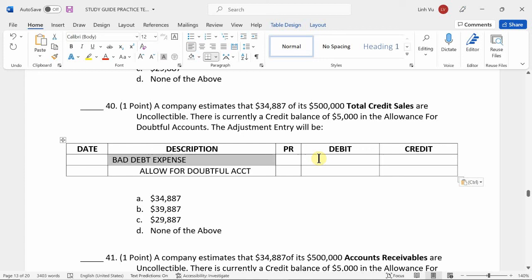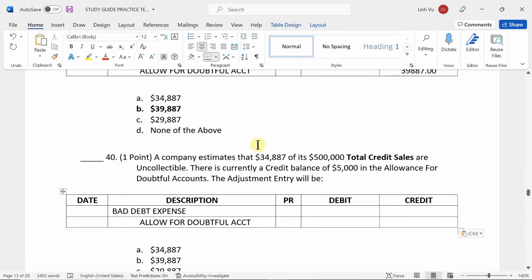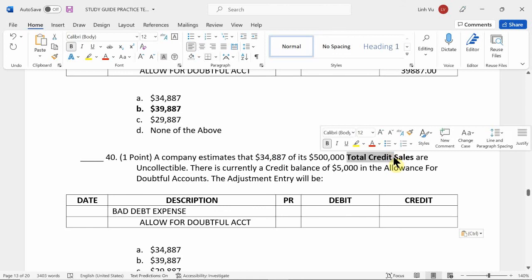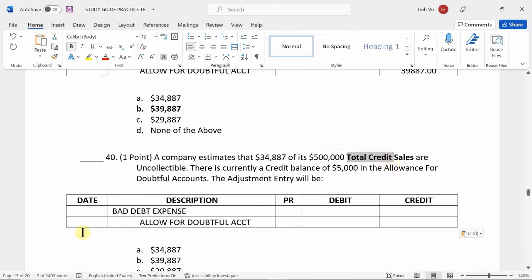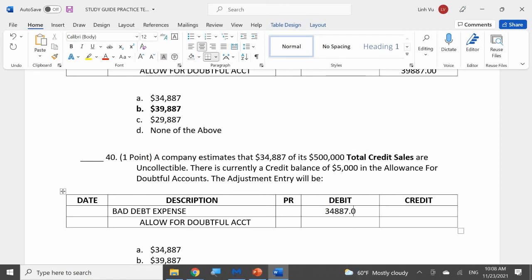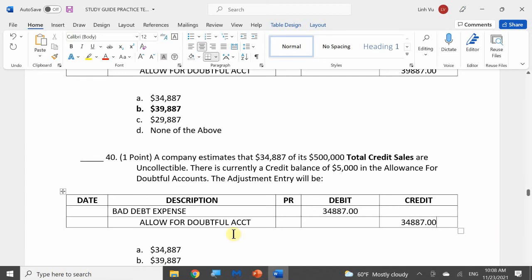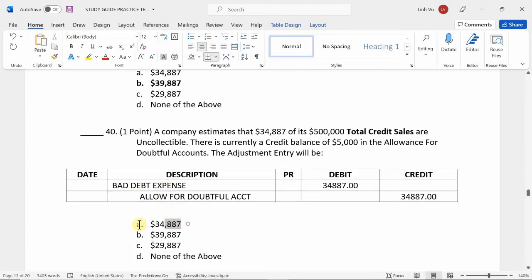What is my keyword that I'm looking for? 34,887 was a total of my total credit sales. That means I don't see the allowance for doubtful accounts or the accounts receivable appear on my income statement. That tells me I only have one number to focus on, and that's whatever my estimated amount was, which is the 34,887. So the correct answer here is A.